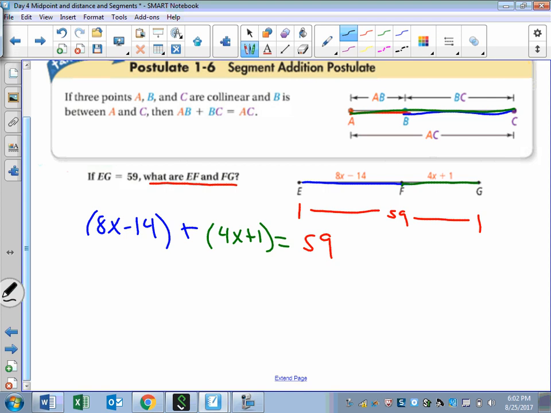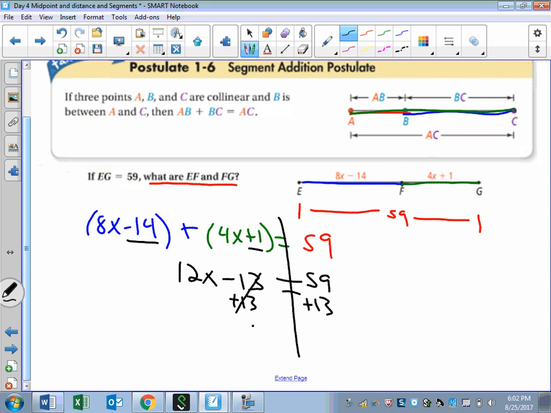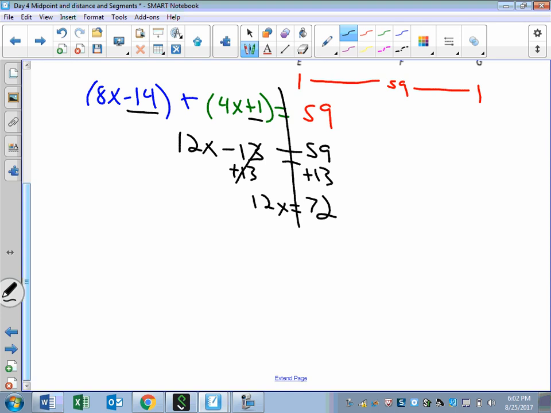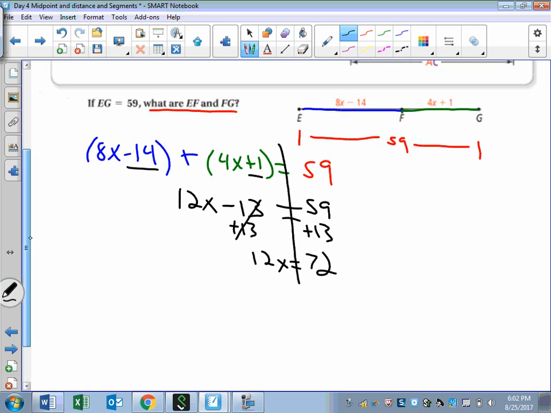So start by combining like terms, 8x and 4x. We got 12x. Negative 14 and positive 1, that's going to be minus 13, and that's going to be equal to 59. Got to add 13 to both sides. So we got 12x equals 72. Twelve times x, so we got to divide by 12. So we got x equals 6.